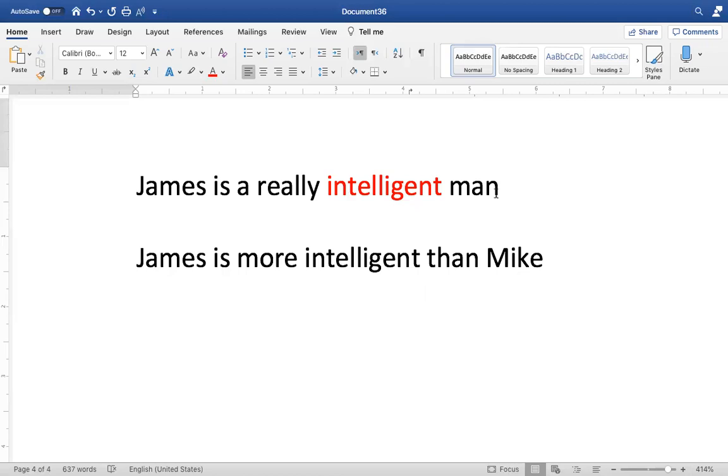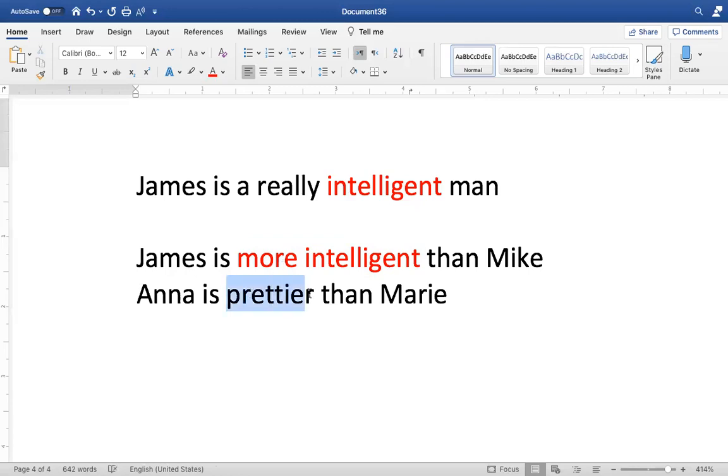Because we have intelligent, a three-syllable adjective, we're going to add more or less. Or we can say, for example, Anna is prettier than who? Anna is prettier than Mary. Not the Mary in our class, another Mary, right? Anna is prettier than Mary. So it's prettier in the comparative form.